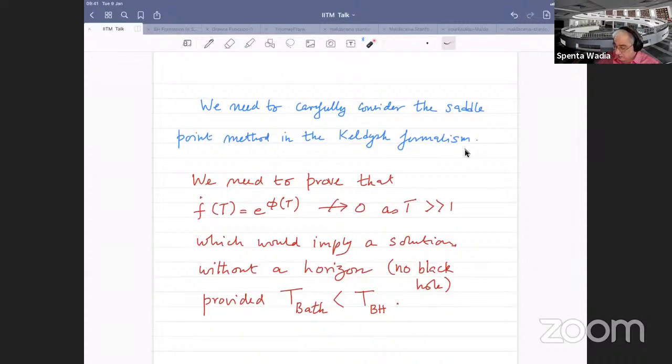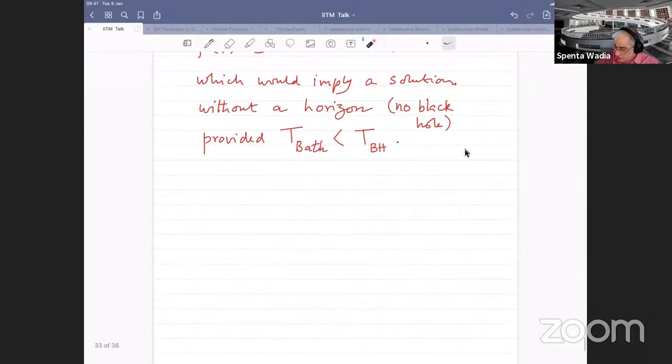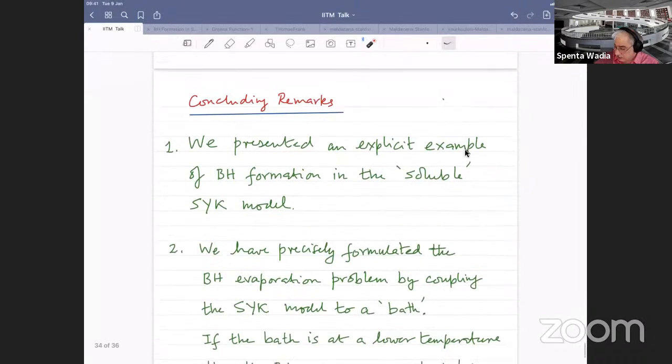So this problem becomes very difficult because we have integrated out the bath completely. You see, all those quanta are integrated out. So you have an effective theory of the SYK model with very complicated propagation kernels. Okay, so this is more or less the end of the talk.